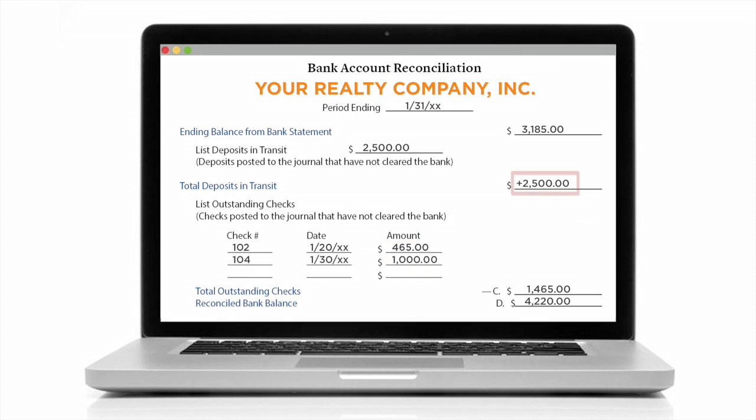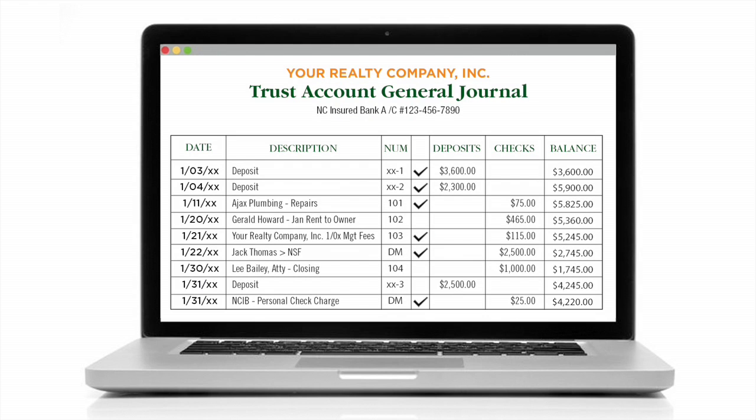Next, add deposits in transit to your ending balance from the bank statement and subtract outstanding checks to get your reconciled bank balance. Compare your reconciled bank balance of $4,220 to the balance on your Trust Account General Journal as of January 31st. These balances should agree. In our example, the balances do agree and you have finished preparing your bank reconciliation.